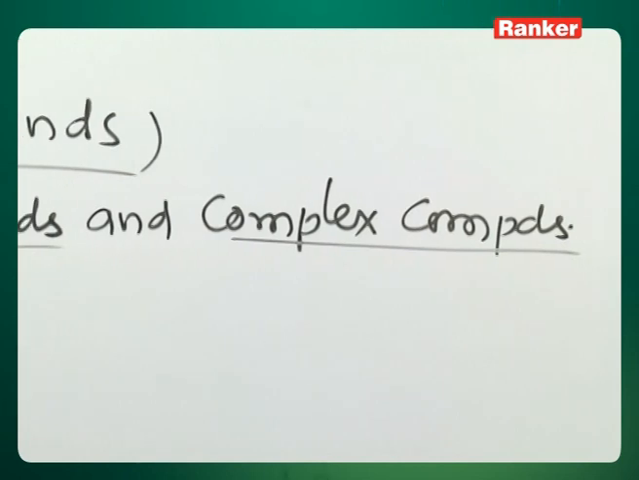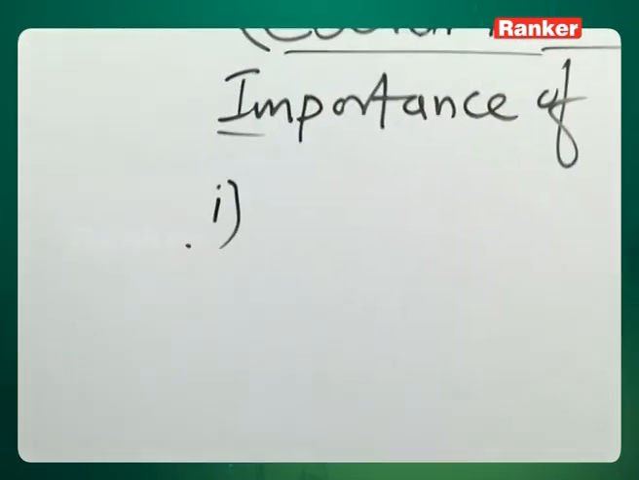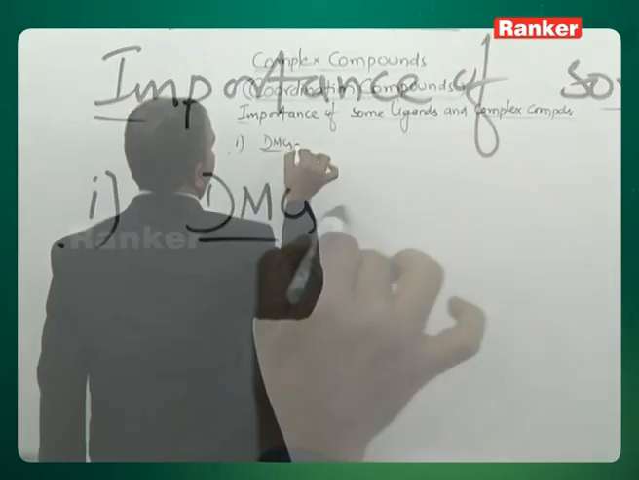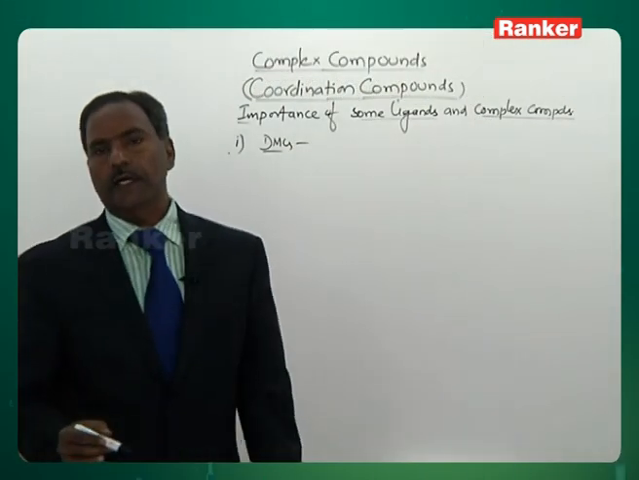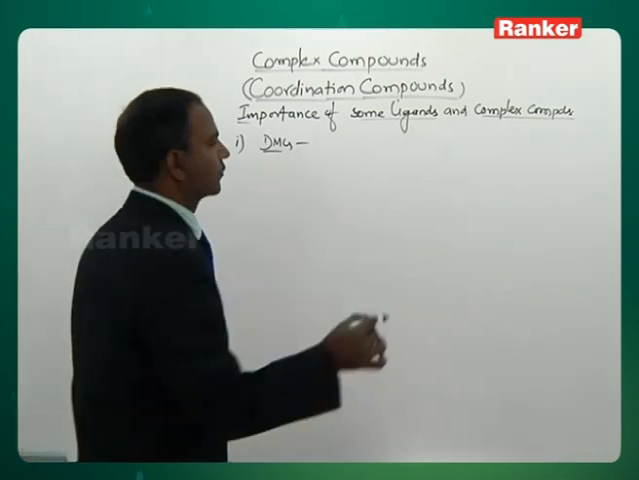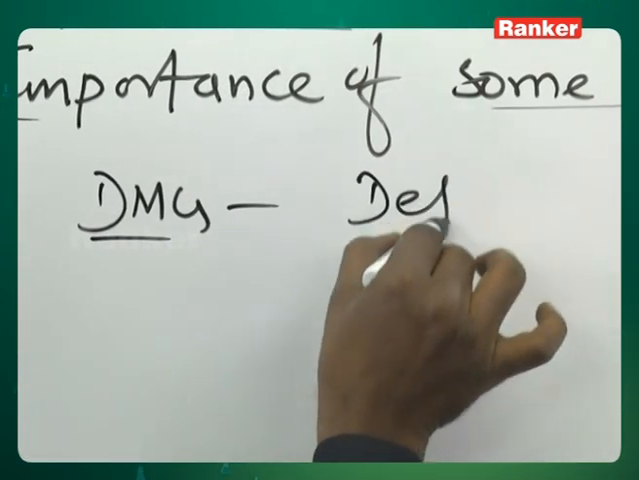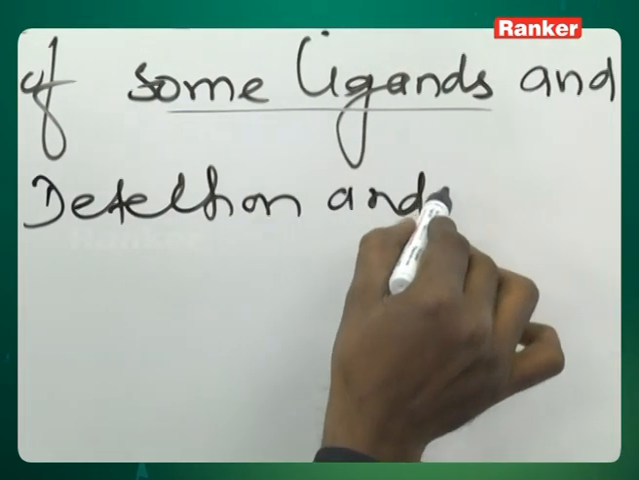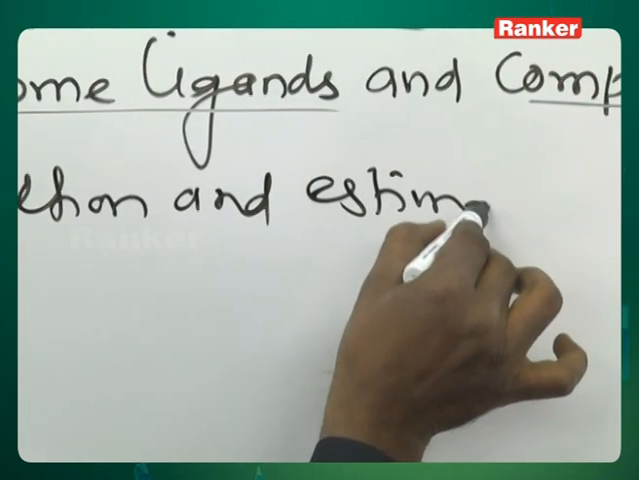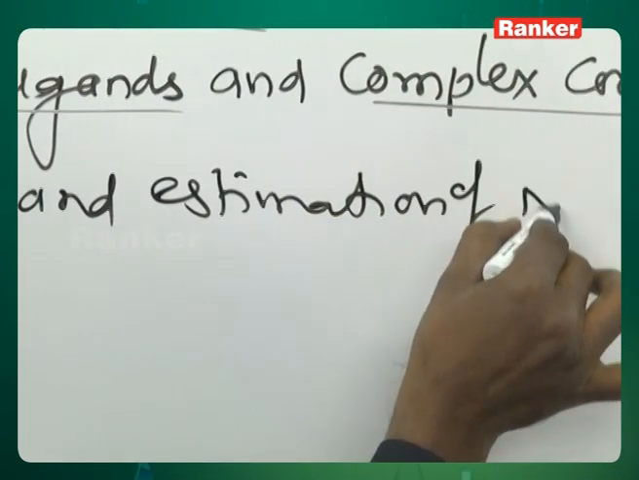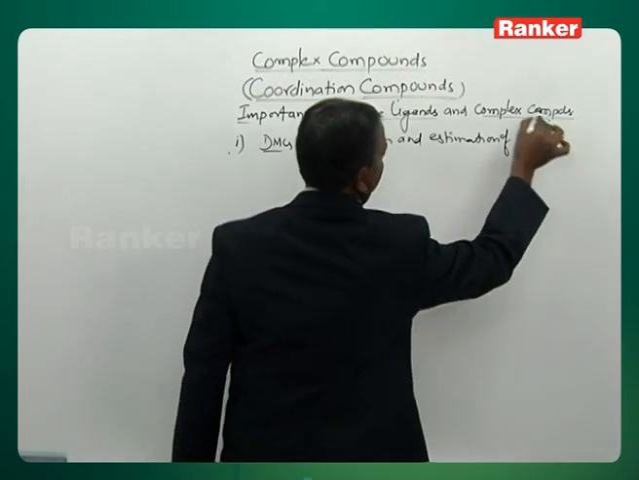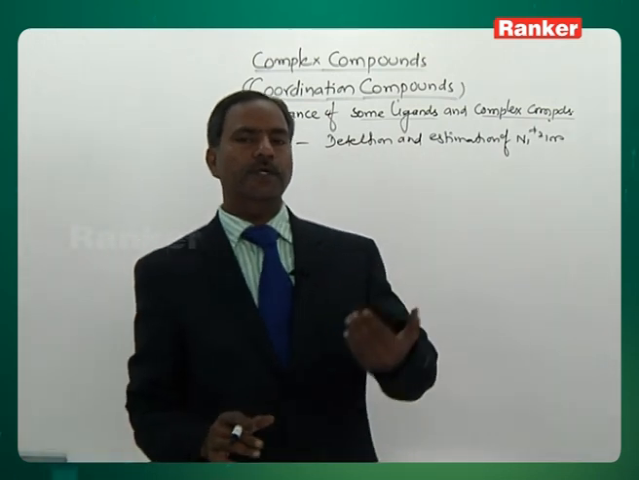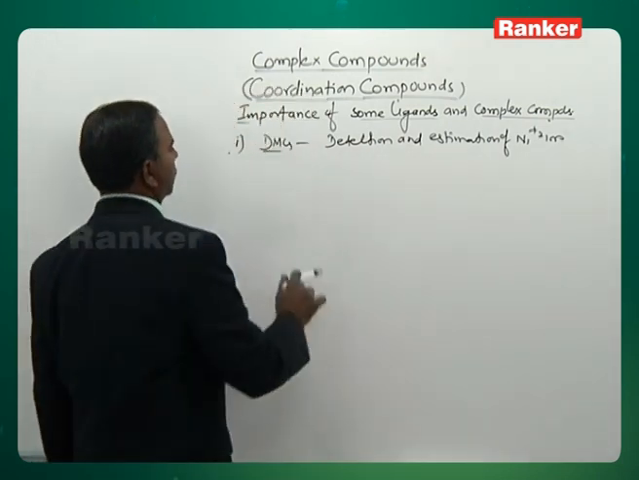Take the first one, let me say the DMG ligand. DMG is generally used in the detection and estimation of nickel. It is used in the detection and estimation of nickel 2+ ion in practical chemistry. DMG ligand is used in the detection and estimation of nickel 2+ ion.